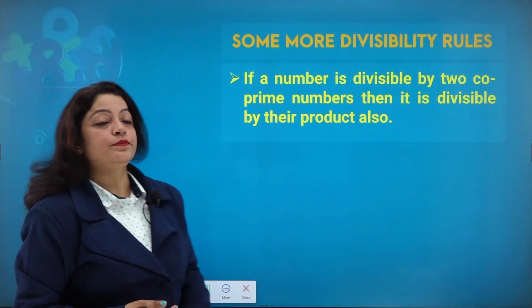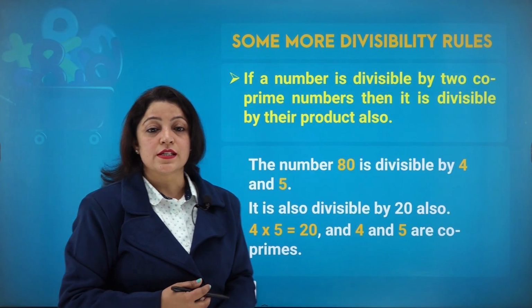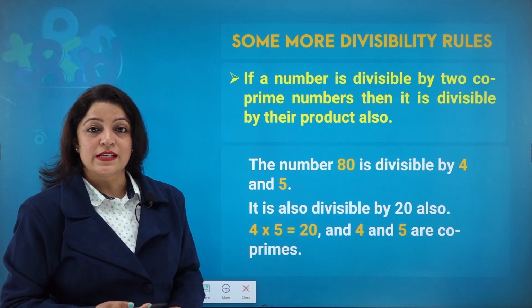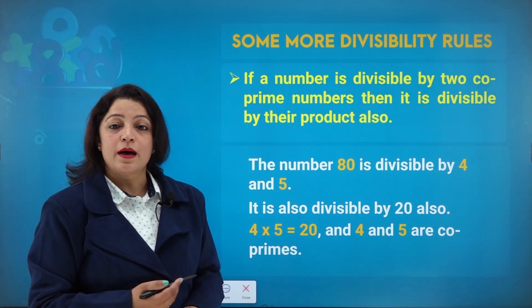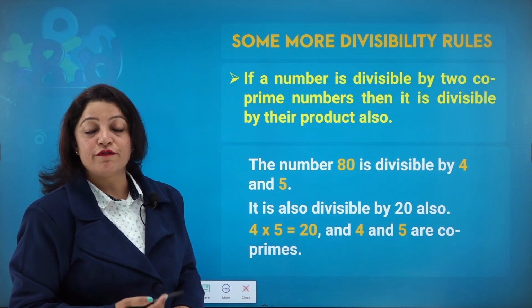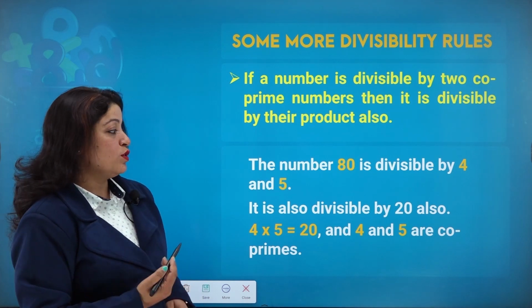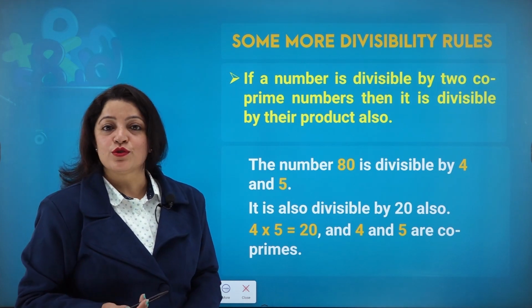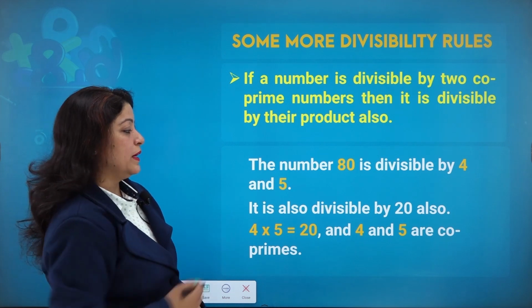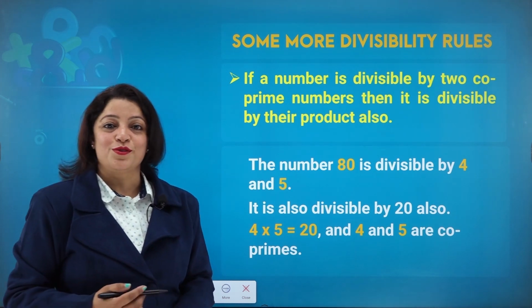Next rule for the divisibility rules: let me take one more example from the previous one here. The number 80 is divisible by 4 and 5, right? So it is also divisible by 20, like 4 into 5, 4 5s are 20. So it should be divisible by 20 also.